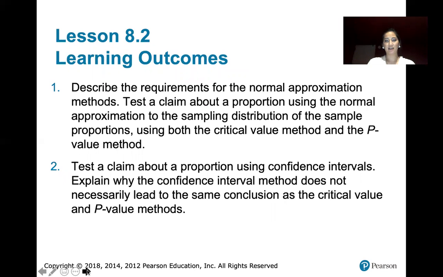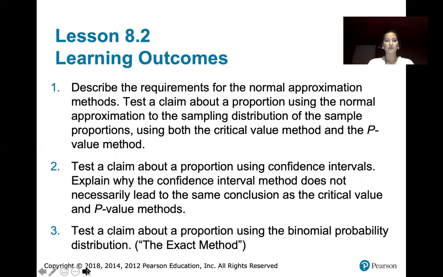Now, in our second learning outcome, we're going to test a claim about a proportion using confidence intervals. But then we'll also explain why the confidence interval method does not necessarily lead to the same conclusion as the critical value and p-value methods. So with that in mind, I'm going to recommend that we use the critical value and p-value methods when we want to test hypotheses and use the confidence interval when we're just interested in estimating a population proportion, as we did in chapter 7. So those were associated with part 1, where we're using that normal approximation to the sampling distribution of the sample proportions, or the normal approximation to the binomial distribution.